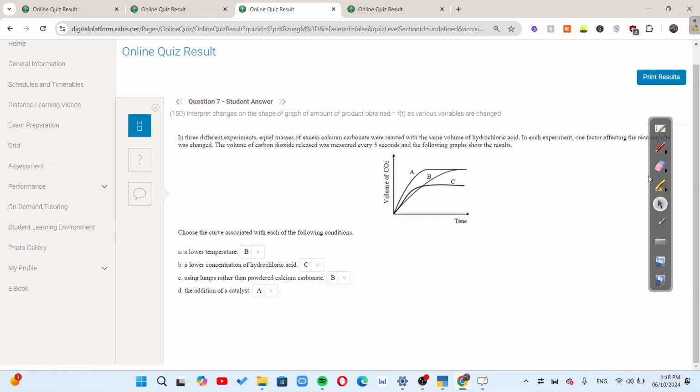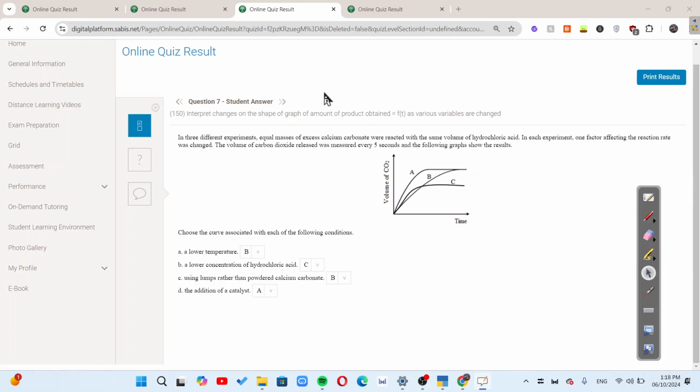Okay, so 3 different experiments were used. You had excess calcium carbonate and hydrochloric acid, and now it's asking you how each factor or condition affects the rate. Lower temperature, it's going to be B, because as long as you're not changing anything with the limiting reagent, you're going to end at the same point, but with a lower or slower rate. Lower concentration of hydrochloric acid, which is our limiting reagent, LR, because this is the excess. Always keep a mental note of your limiting reagent. So lower concentration, you're going to be at C because you're decreasing something to do with the limiting reagent.